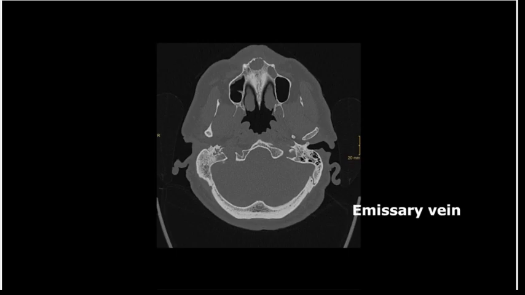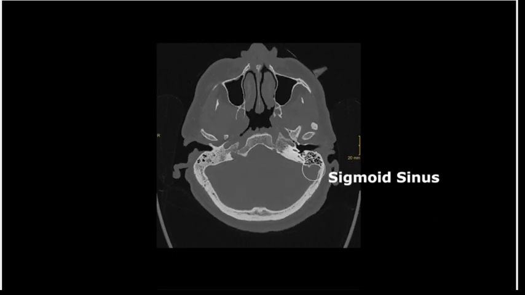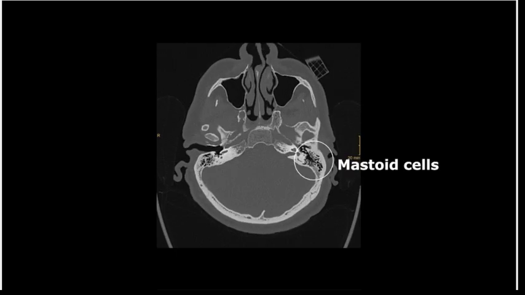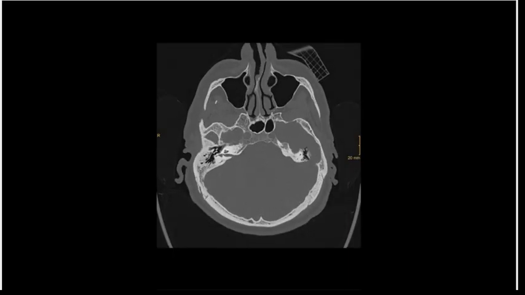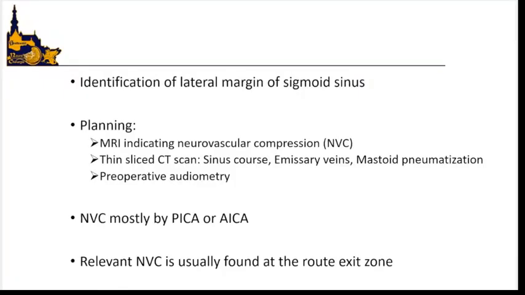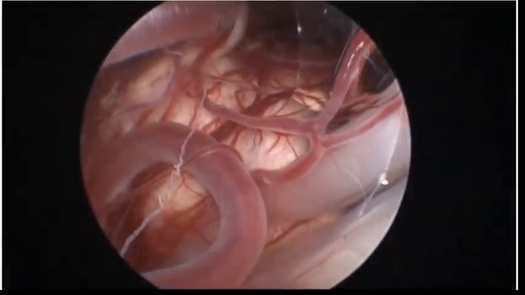For preoperative preparation, a thin sliced CT scan of the petrosal area is recommended to assess the course of the sigmoid and transverse sinus, the location of emissary veins, and the pneumatization of mastoid cells. In addition, it is recommended to perform audiometry preoperatively to objectify any deterioration of hearing after surgery. The most common offending vessels of the facial nerve are PICA and AICA.